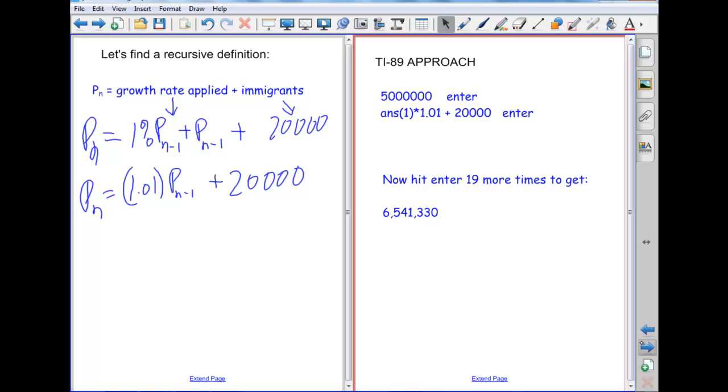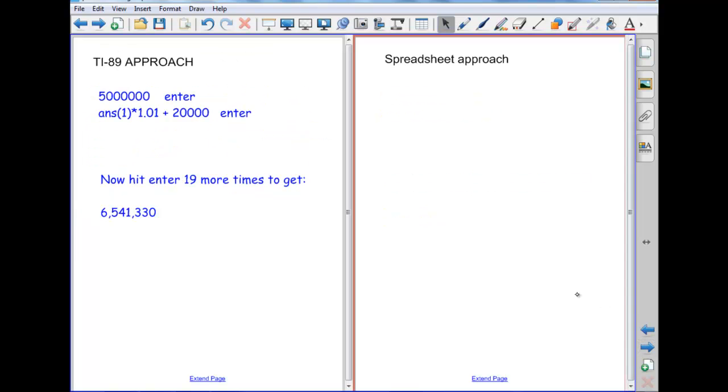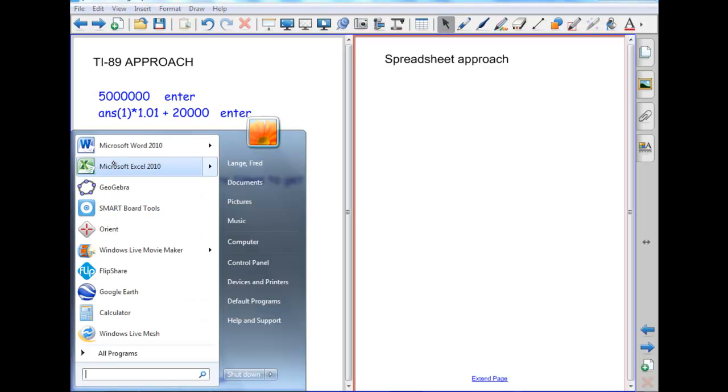So let's take a moment to shift over to the Excel spreadsheet mode. Excel spreadsheet. Spreadsheet approach. Here we go.